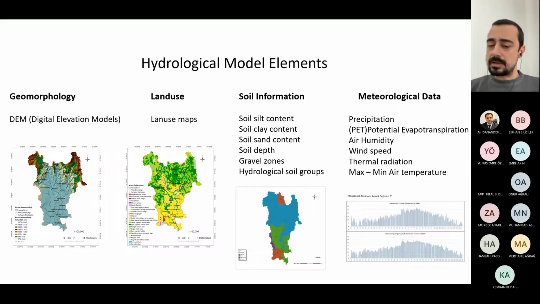Also, we have soil information. What kind of soil texture does that area have? What is the silt content? What is the clay or sand content? What is the depth of the soil? These are all important data, and the first three that I just talked about are spatial data. Basically, they change according to location. But the fourth one, meteorological data, is time series data. So they change according to time, according to the date.